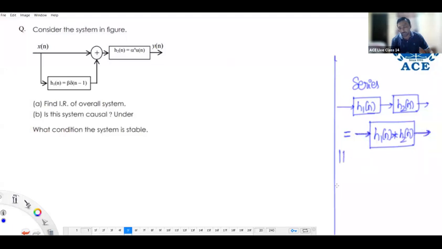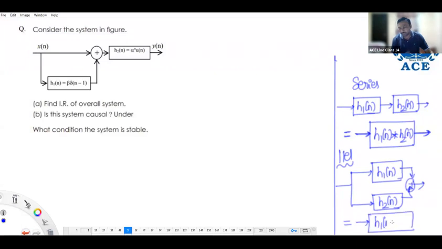Their parallel connection is addition. So using this concept, we should answer it. What is the impulse response of the overall system?